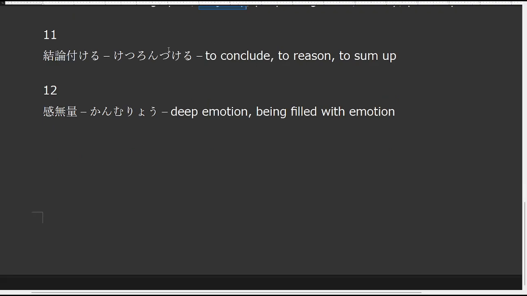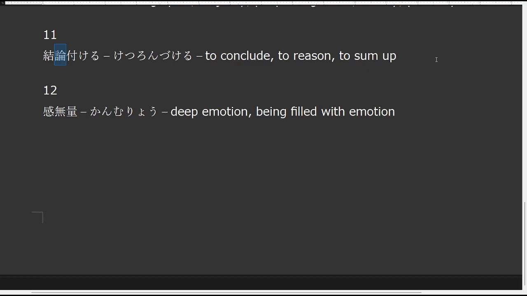Ketsuron tsukeru is to conclude, to reason, or to sum up. Ketsuron on the left side is a tied together argument, and zukeru on the right side is to attach or to append. So this is attaching a conclusion, a ketsuron, a tied on theory or conclusion, if you will. Ketsuron is our tied on theory. Zukeru, to attach it to your ron, to attach it to your argument itself. Ketsuron zukeru is a conclusion, to conclude, reason, or sum up. Ketsuron desu. Tie or bind. Ron for our argument or thesis.